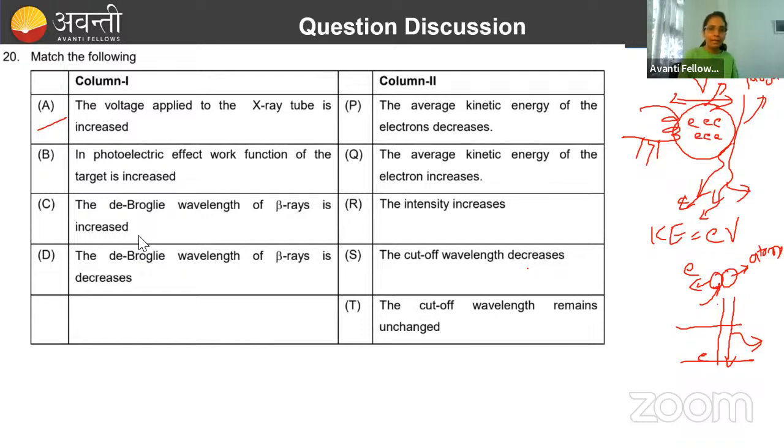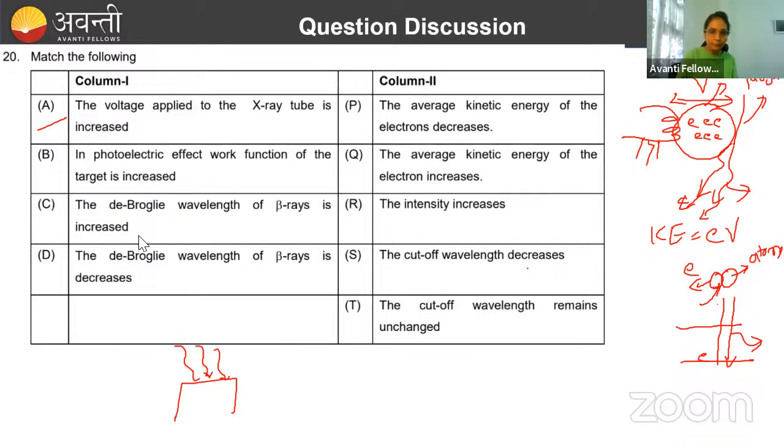Now come to option B. In the photoelectric effect, work function of the target is increased. So if in the photoelectric effect the work function of the target is getting increased, what will happen? Average kinetic energy of the electron decreases. Suppose कर लो कि यहाँ पे आपका surface है, इस पे light fall कर रहा है, and here the photoelectric effect is happening. So what will happen here?